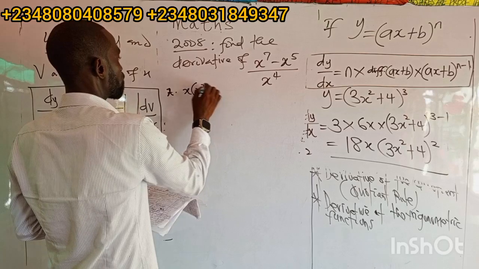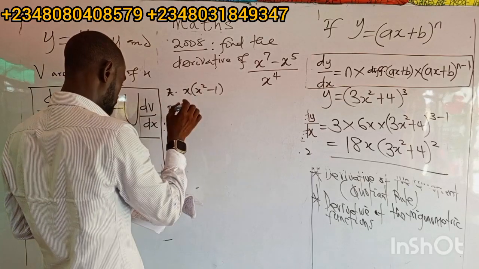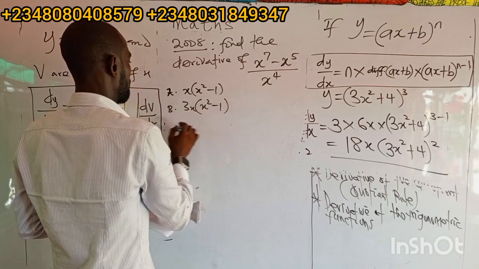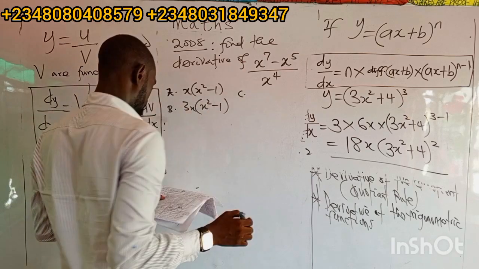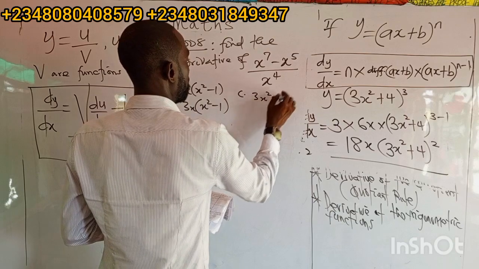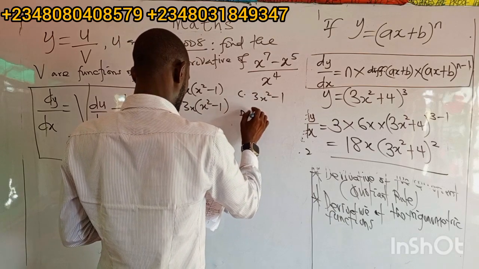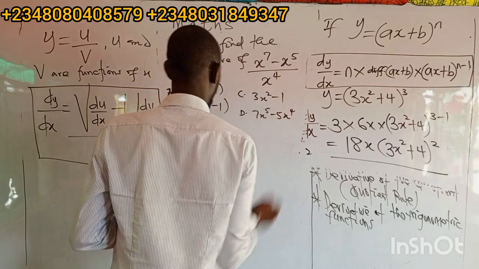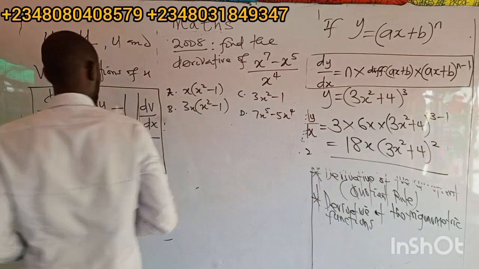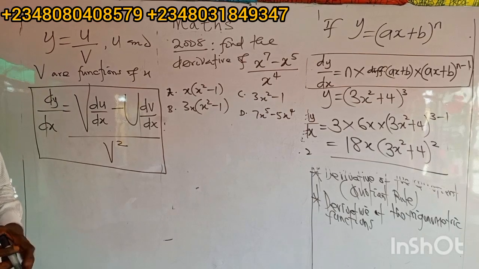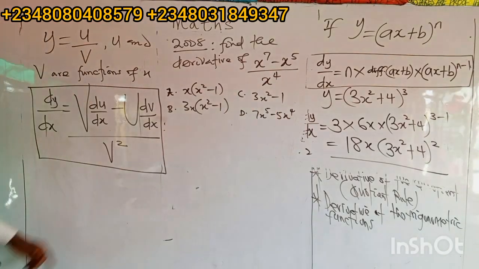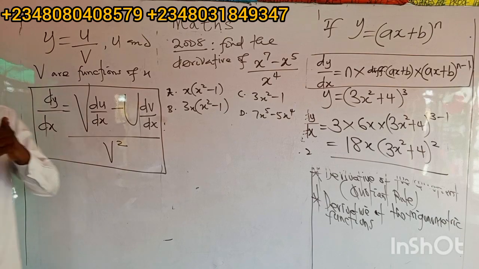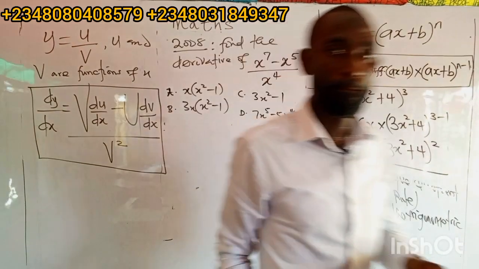Let's put the options here. A, s bracket s squared minus 1. B, 3s bracket s squared minus 1. C, 3s squared minus 1. D, 7s raised to the power 5 minus 5s raised to the power 4. Class, now look at this one. You might be tempted to go and use the quotient rule. Be very careful. Like I told you, the first thing is what now?